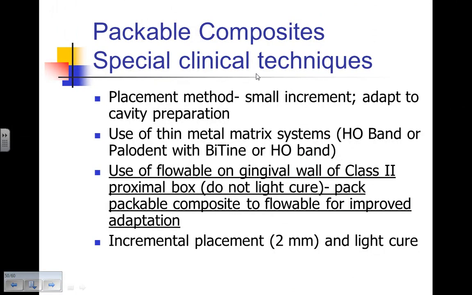We're using a packable composite for this, and there are special clinical techniques for packable. We want to use small increments, adapting it to the cavity preparation. We're going to use thin metal matrix systems like the Hoe band or the Paludent matrix. We're going to use a flowable composite on the gingival wall of the class 2, just a little bit placed, but we don't light cure it, and then we pack the packable composite to the flowable for improved adaptation.